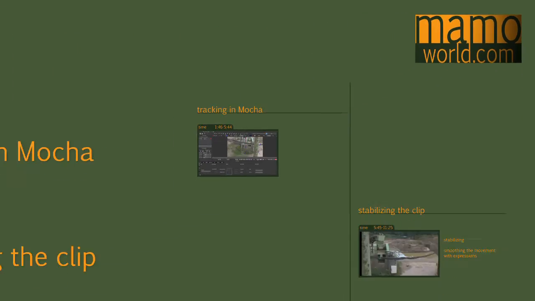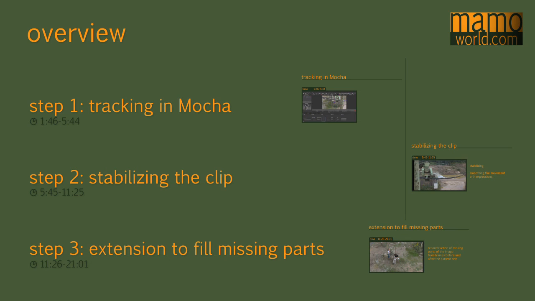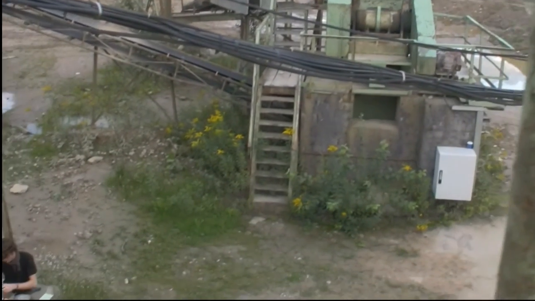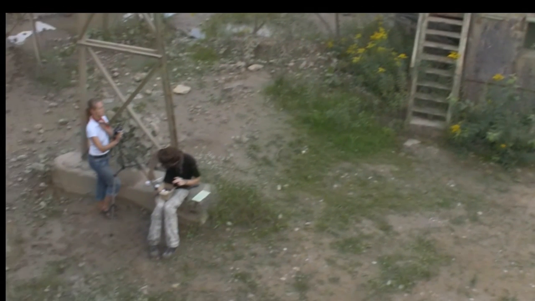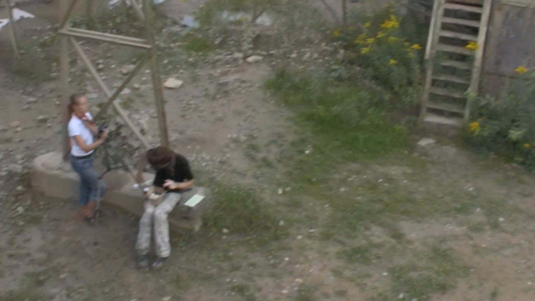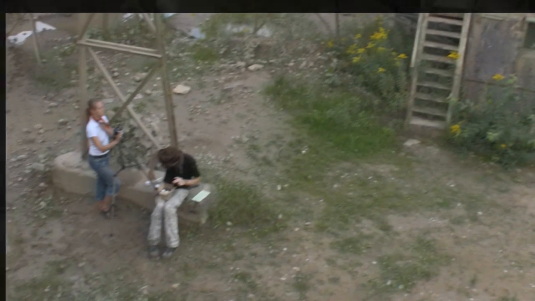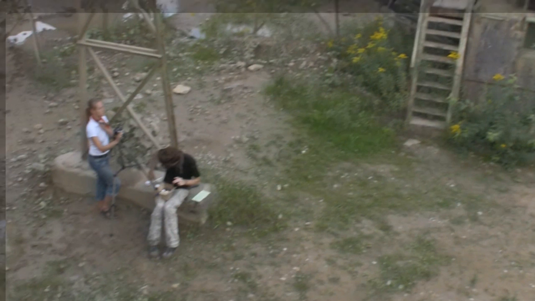Hello, this is Matthias for mamoworld.com, and in this tutorial I show you how to stabilize a shaky shot from a handheld camera. The great thing about the technique I show is that you don't need to zoom in to your clip. Such zooming is usually used to avoid unwanted borders of the image becoming visible, but you really don't want to do that kind of zooming since it costs you some resolution and also changes the framing of your shot. So let's see what we can do to avoid that.